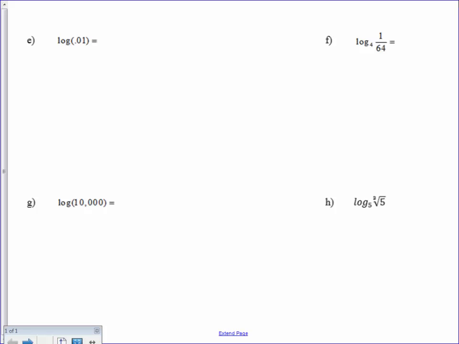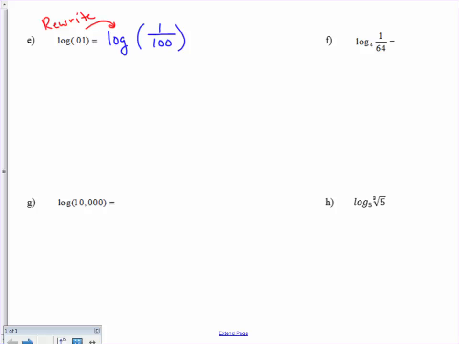The first thing to do, if you have a decimal of this type, is rewrite the original problem and, instead of a decimal, write it as a fraction. So this is 0.01, which would be 1/100th. So make yourself a note that if you have a decimal, you always want to rewrite your problem.